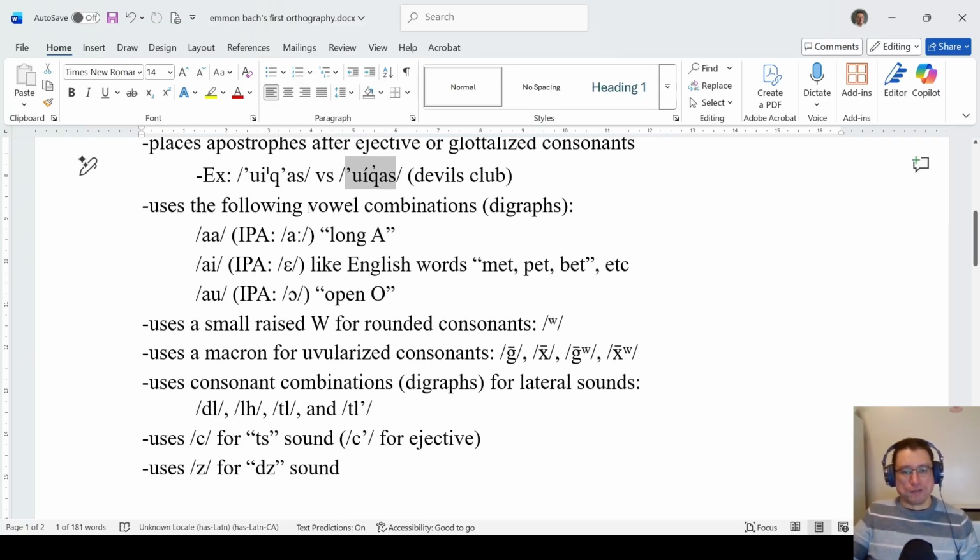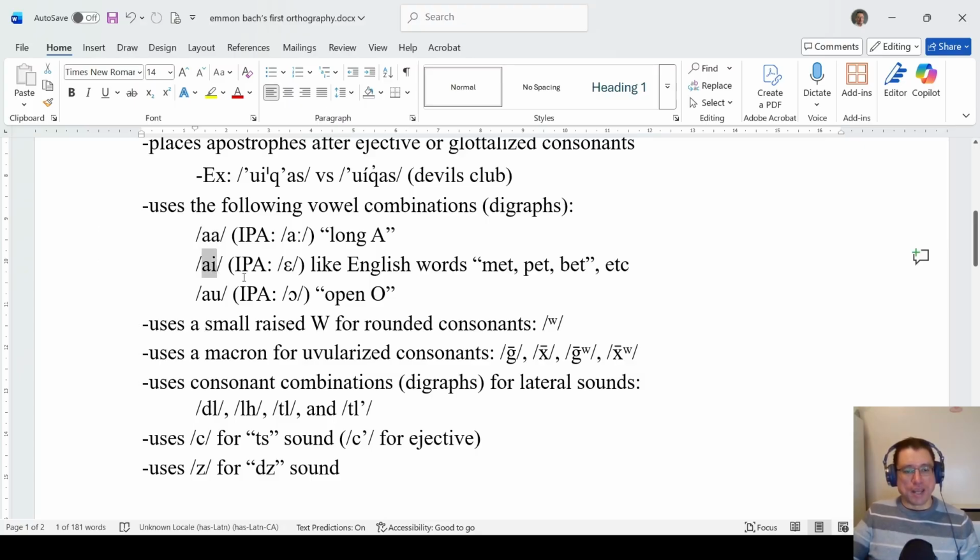He also used vowel combinations, also referred to as digraphs. So he used a double A for what's called a long A. In the International Phonetic Alphabet, or IPA, this is represented by a single letter A, followed by what looks like a colon, but it's actually two small triangles pointing towards each other. That represents a long A in the International Phonetic Alphabet. In Emmon Bach's first orthography, it's two A's together.